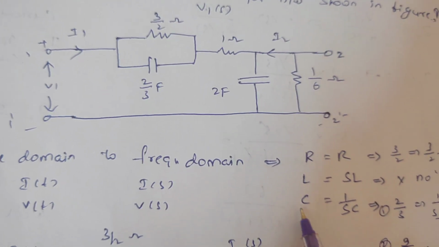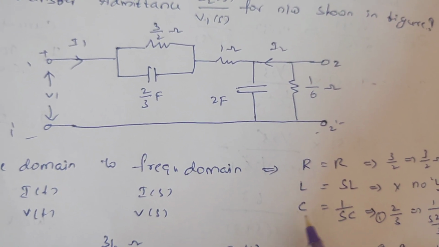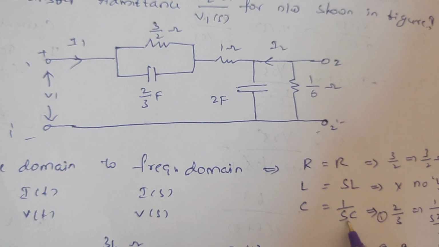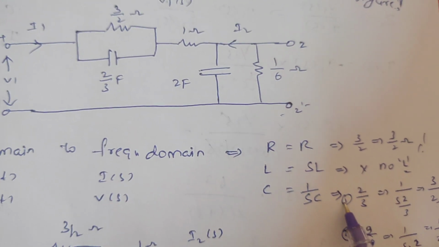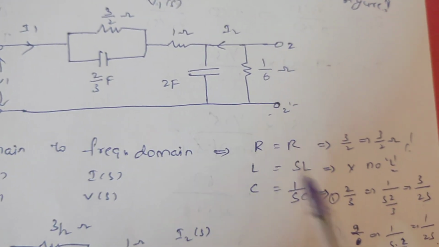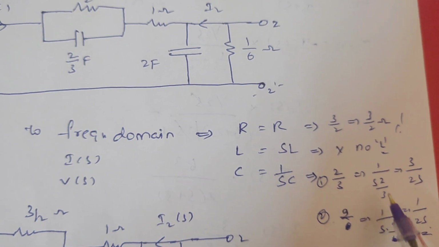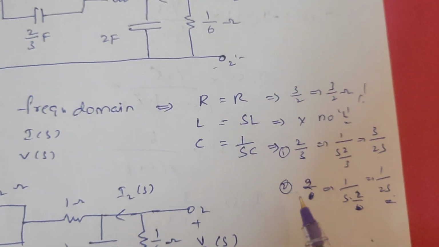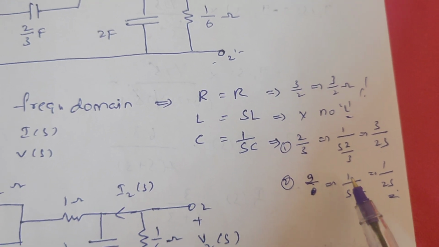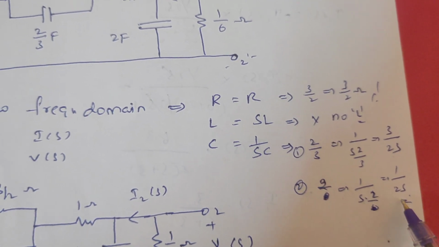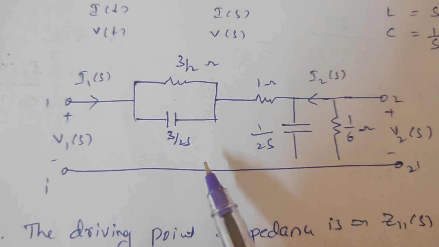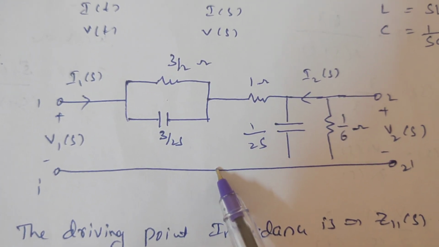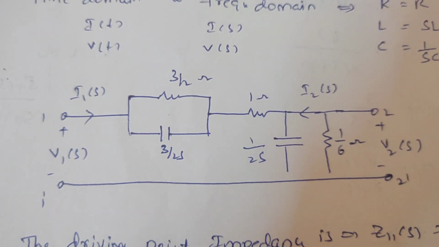When we transform the capacitance value, it is converted to 1 by sC. So 1 by sC, with C equal to 2 by 3, becomes 3 by 2s. Similarly, for 2 farads, it transforms to 1 by s into 2, which is 1 by 2s. So now this is the transformed network.